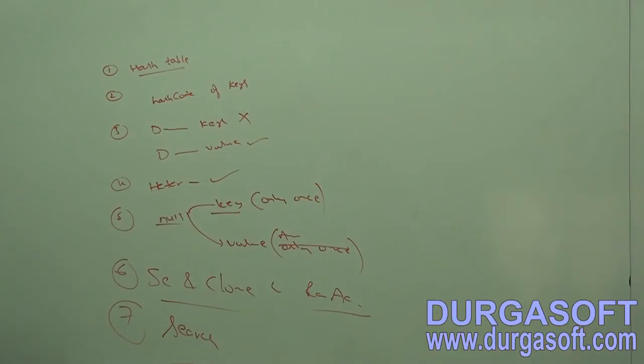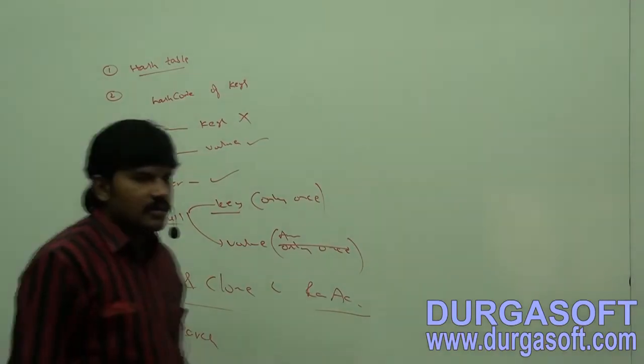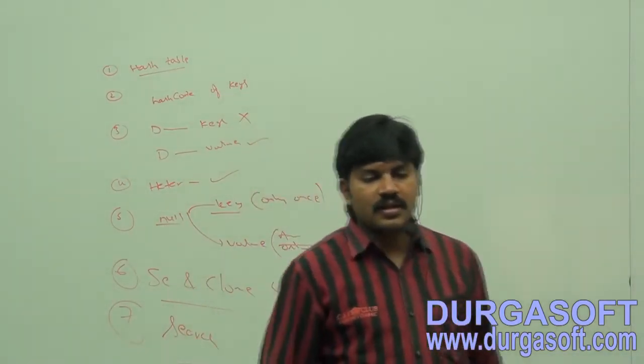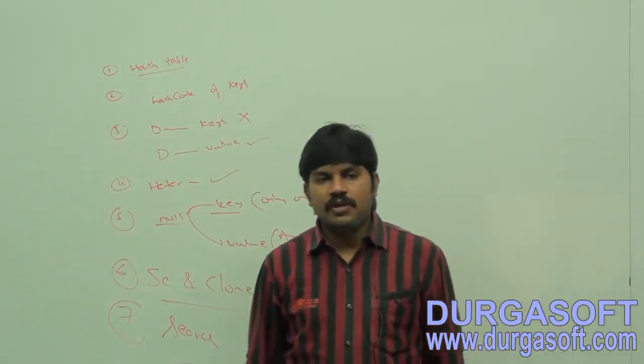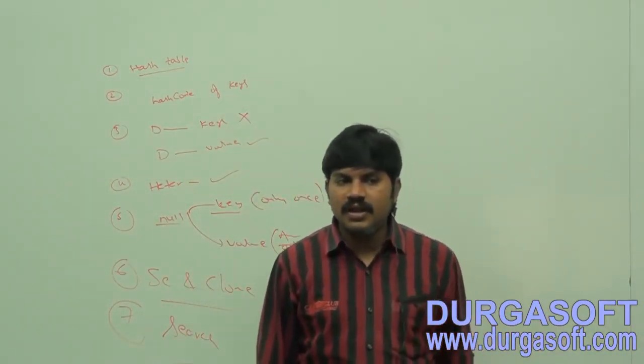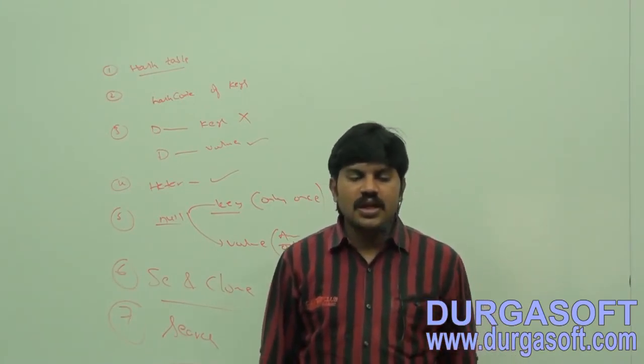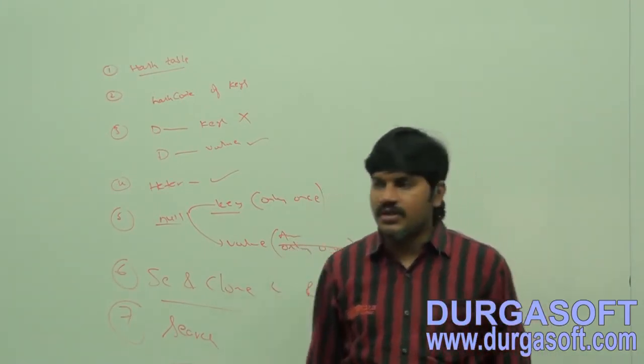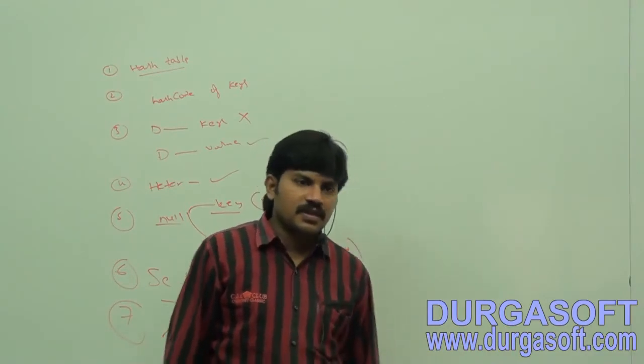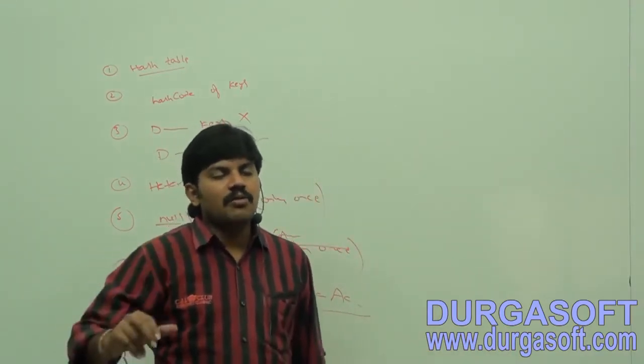Next, null is allowed for key. Within bracket, how many times? Only once. Null is allowed for key, only once.